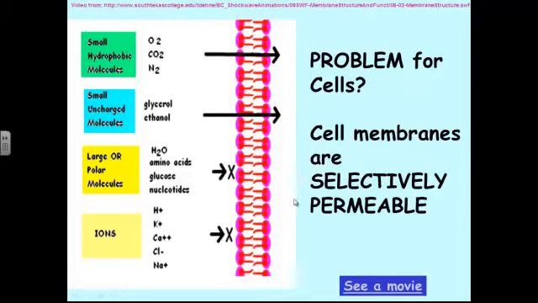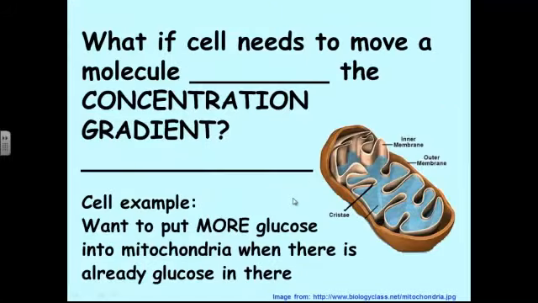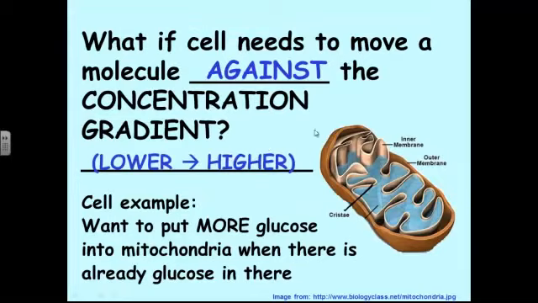So how are we going to move those kinds of molecules? What if I want to move a molecule from lower to higher? What if I want to go against the concentration gradient rather than down the concentration gradient? Example. Remember we said mitochondria burn glucose, that if your body is a car, and glucose is the gas you put in your tank, the mitochondria are the engine that's burning that glucose for energy. Remember, this is our power plant. So we want to load as much glucose into our mitochondria as we can.